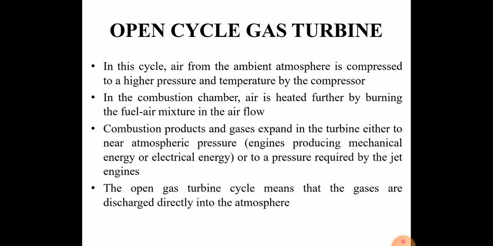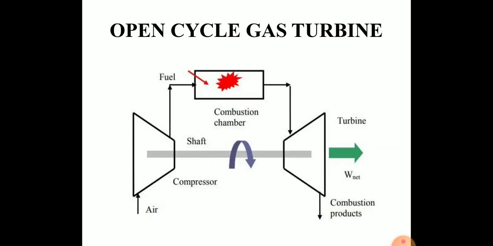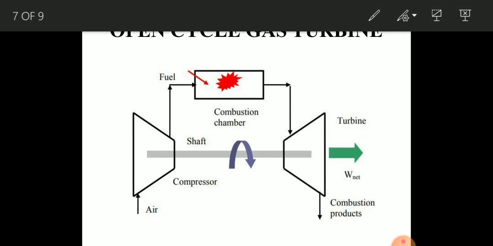So in this cycle, air from the ambient atmosphere is compressed. Now see here, this is the open cycle gas turbine. Let us discuss first which are the parts. Compressor. This is a compressor where the air from the atmosphere is taken inside and compressed isentropically, to increase the temperature and the pressure of the air.